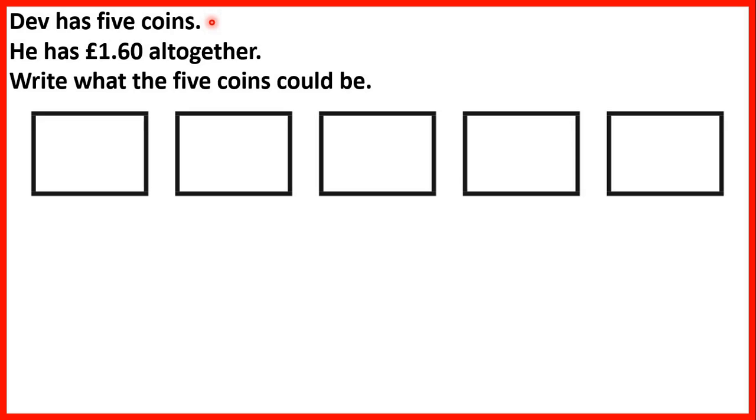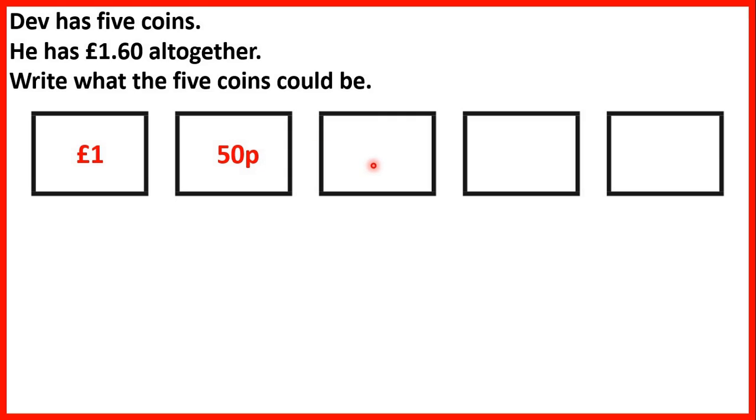Dev has 5 coins. He has £1.60 altogether. Write what the 5 coins could be. So if he has £1.60, the largest coin that he could have is a £1 coin. But he can't have 2 £1 coins because that would take us to £2, and he only has £1.60. So let's try a 50p coin. Together £1 and 50p is £1.50.